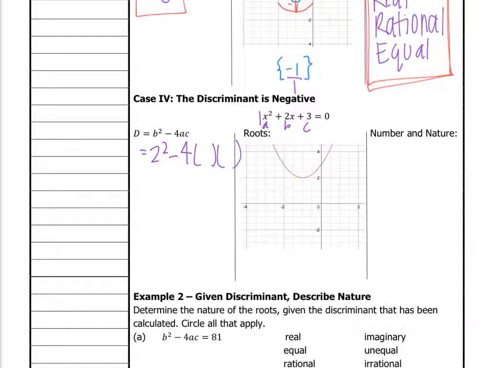So I've got 2 squared minus 4 times 2 times 3. Oh, I just made a mistake. Not 2. I'm sorry. We're looking for a here, so a 1 there. Go ahead and calculate that. Type it in your calculator.